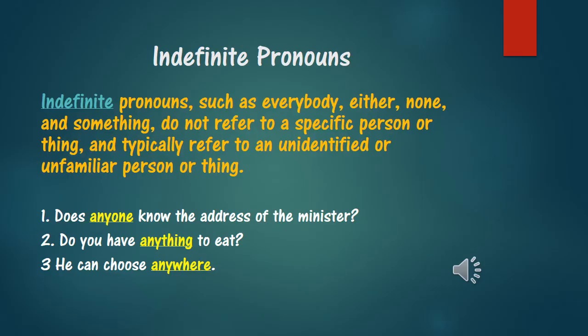Indefinite pronouns, such as everybody, either, none, and something, do not refer to a specific person, or thing, and typically refer to an unidentified, or unfamiliar person, or thing. 1. Does anyone know address of the minister? 2. Do you have anything to eat? 3. He can choose anywhere. In these sentences, the underlined words are indefinite pronouns.